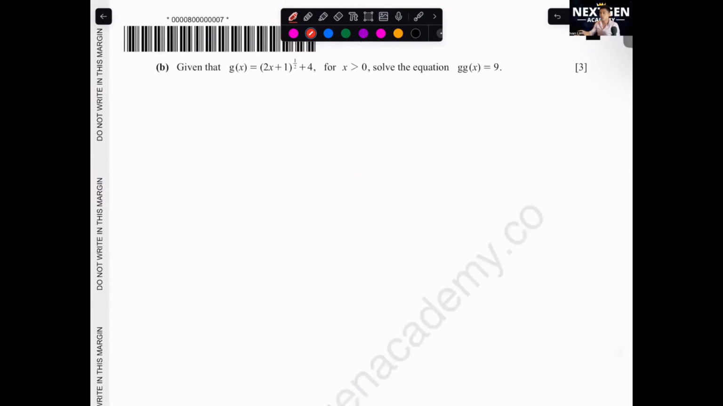Given that g(x) equals (2x plus 1) to the power of 1 over 2, plus 4, x more than 0, we want to solve for g(g(x)) equals 9. Let's find what g(g(x)) is first. g(g(x)) will be g of (2x plus 1) to the power of 1 over 2 plus 4. So now our new input is this, we replace our x with this.